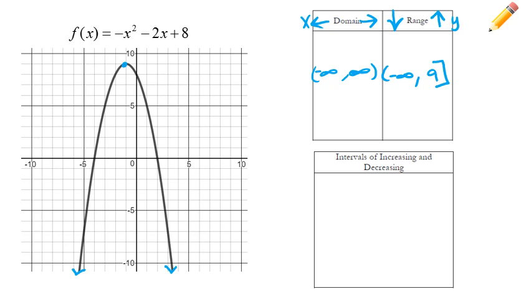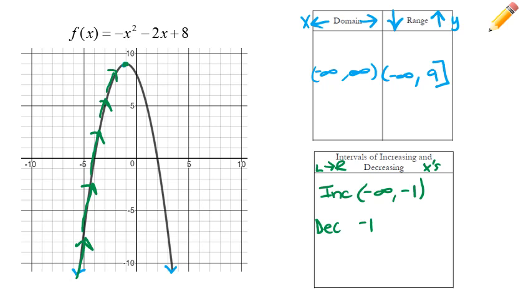Increasing, decreasing. We read left to right, and we use our x's. So if I physically trace, I'm increasing. I'm increasing from the x value of -infinity, and I stop increasing at the x value of -1. Then from -1 x value, I'm decreasing if I continue tracing. It helps to draw these arrows on your graph. That visual can make a world of difference. Now I'm decreasing all the way to positive infinity.